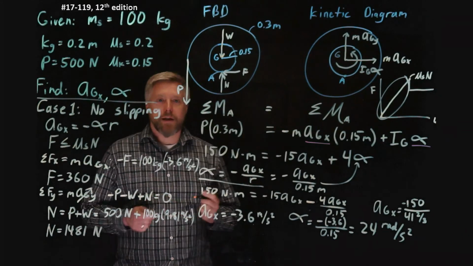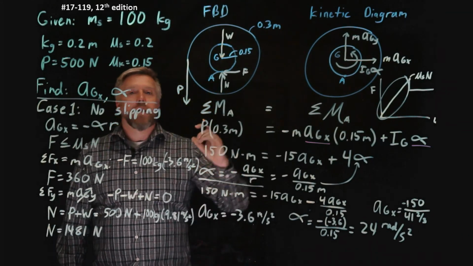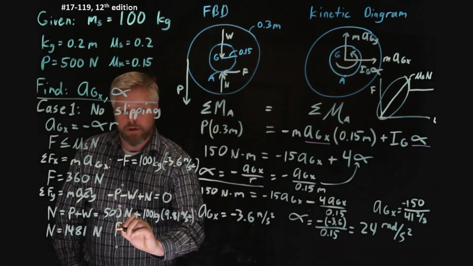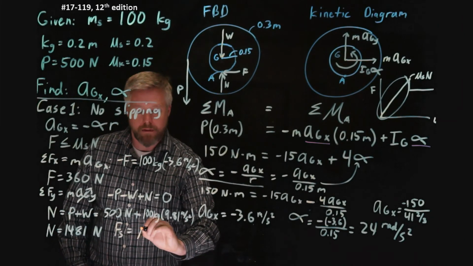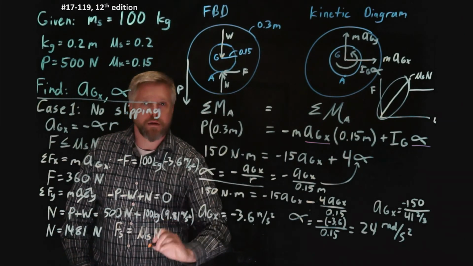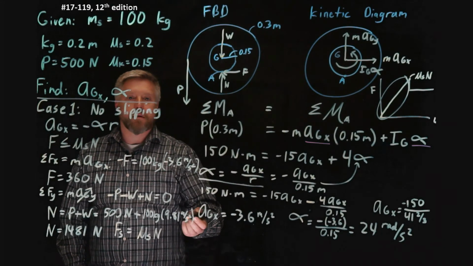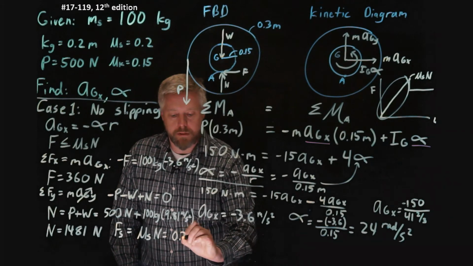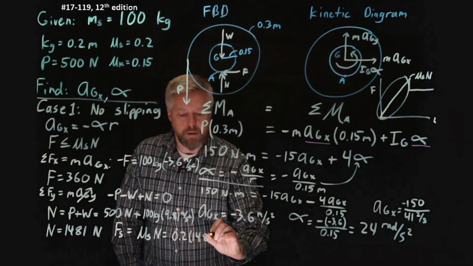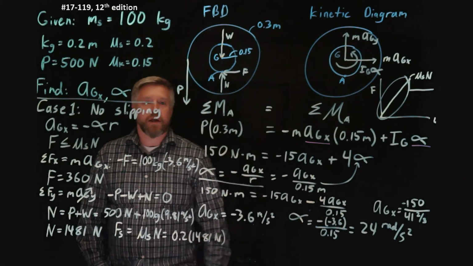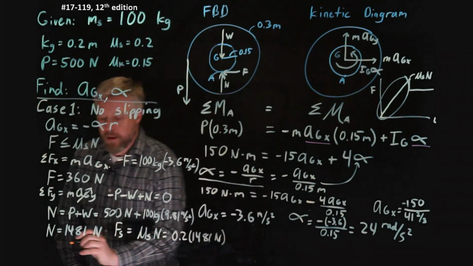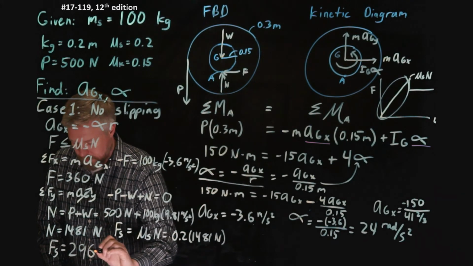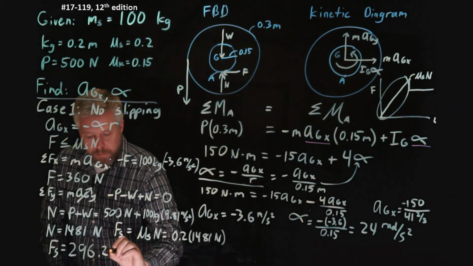Now we need to check what is our maximum frictional force that the friction between these two surfaces will allow. That's our static friction. Static friction is equal to mu s times N. Mu s is given as 0.2, N is 1481, so that's going to be equal to 0.2 times 1481 newtons. And if we do the calculation, that'll equal 296.2 newtons.